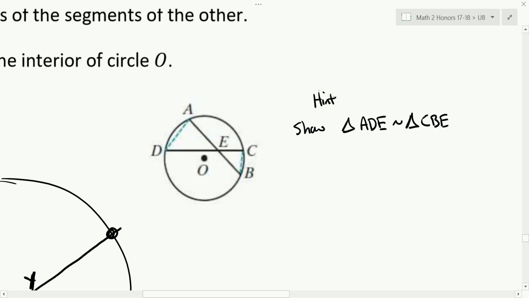There are three different ways to show triangles similar that we studied. And what was the most used way? Angle, angle, and that's what we're going to use here. So if you could show that those two triangles have two sets of angles that are congruent, you got it, right?